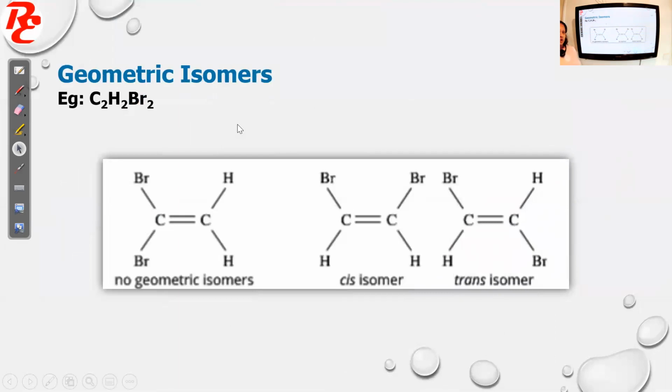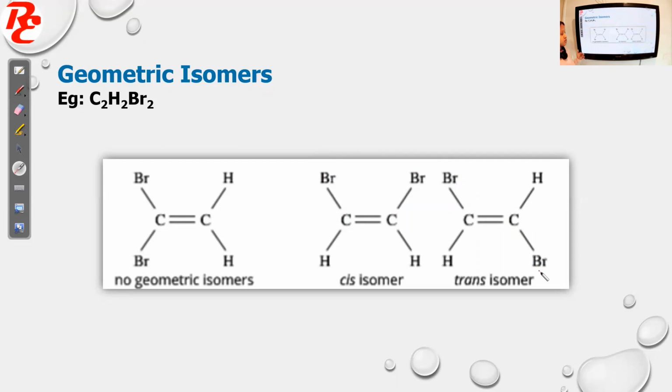Now we will look at geometric isomers, or else we say cis-trans isomers. We'll take the example C2H2Br2. You can see in this molecule there is a double bond. These are the 3 different ways I can draw C2H2Br2. If you look at the second and the third structure, what are the different ways? I can put the 2 bromines on the same carbon atom, or I can put the bromines on 2 different carbon atoms. Here also I have put the 2 bromines on different carbon atoms.